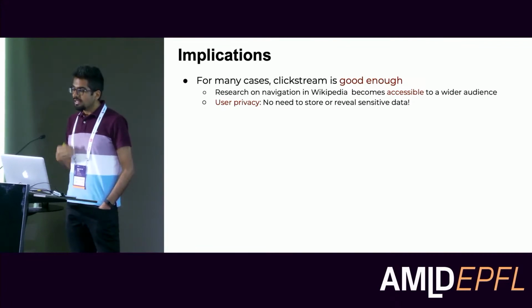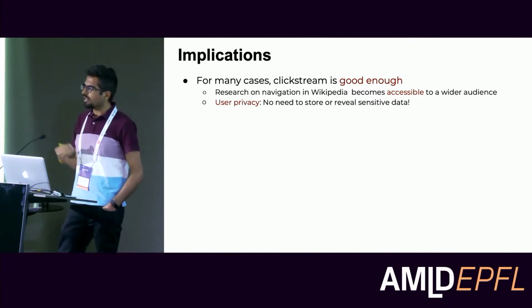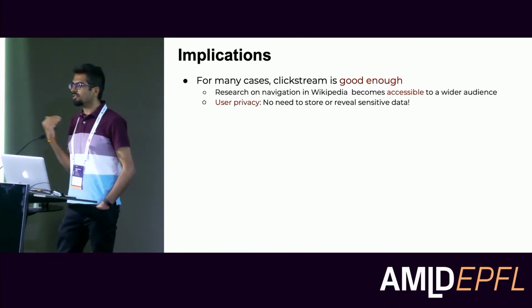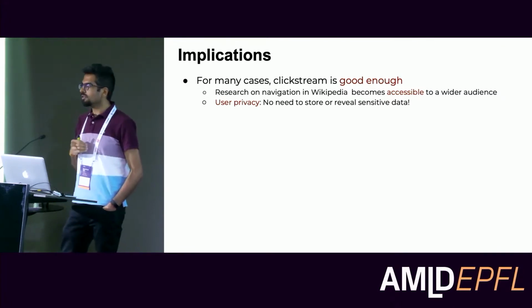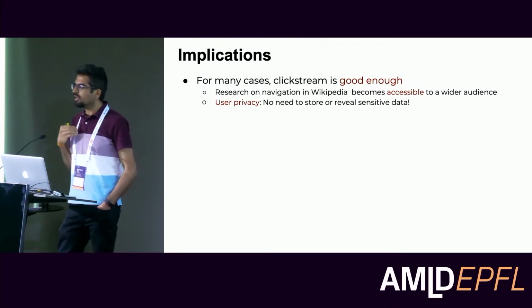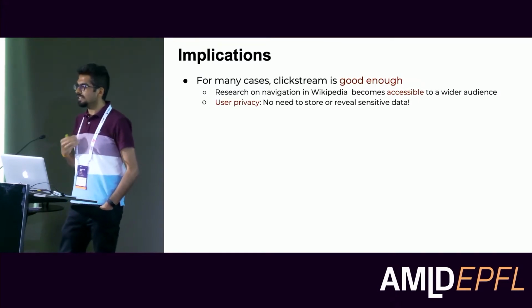And what we mean by that is that research now on Wikipedia navigation becomes accessible to a wider audience. In fact, the Wikimedia Foundation team is now working to make clickstream data sets available for almost all language versions. Currently, they're only available for the 11 largest languages, but now they're trying to, with this finding, and since we have the luxury of collaborating with them, they are right now working to maximize the coverage of clickstream data across different projects. And this also bolsters user privacy because there is no need to store or reveal sensitive data when it's not needed.